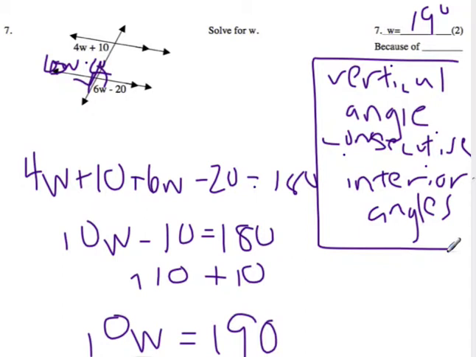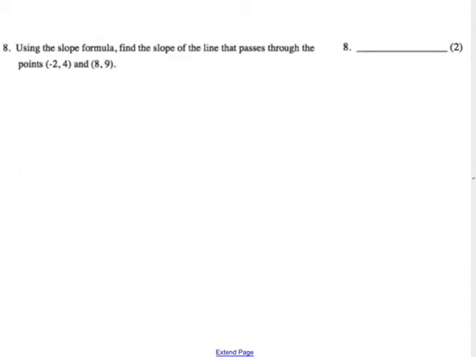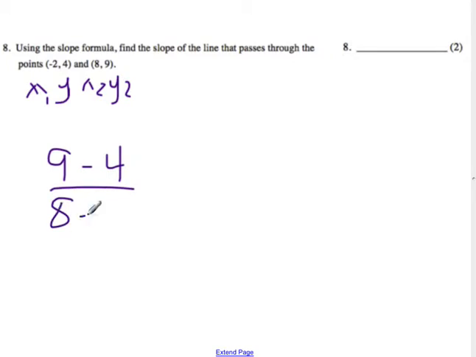So let's go ahead and take a look at some of this slope stuff that we've been working on. So using the slope formula, which you can see right there above you, find the slope of the line that passes through those 2 points. So we have x1, y1, x2, y2. So we're going to do y2 minus y1 over x2 minus x1. Now remember, when you subtract a negative, it's going to become plus a positive.